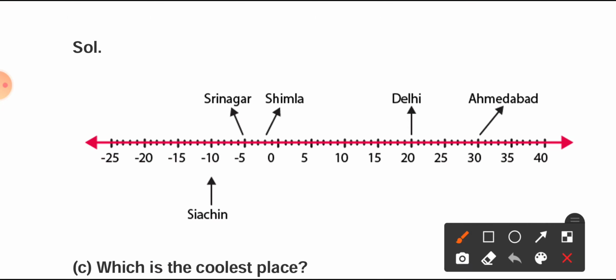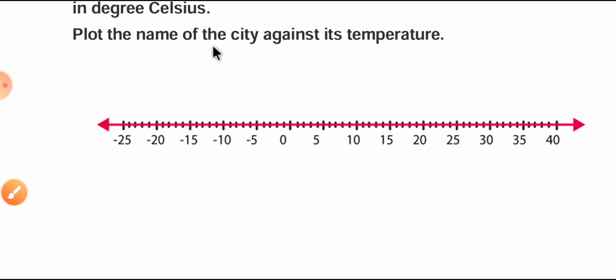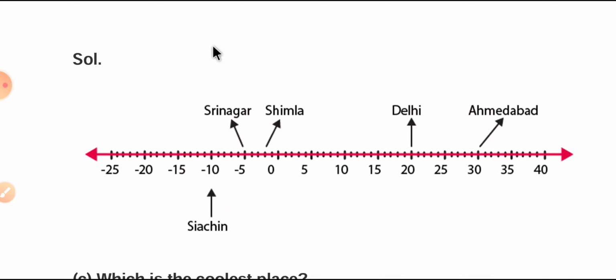So first you have to mark a point on minus 10, Siachen. Then the next city is given as Shimla, and Shimla is minus 2 degrees. Now we have to see where minus 2 is.